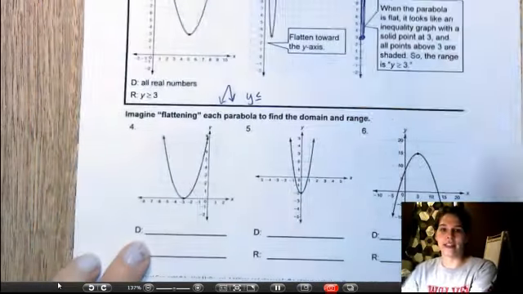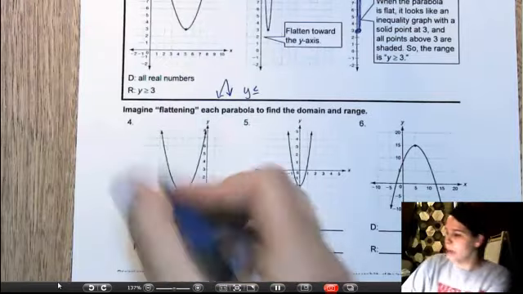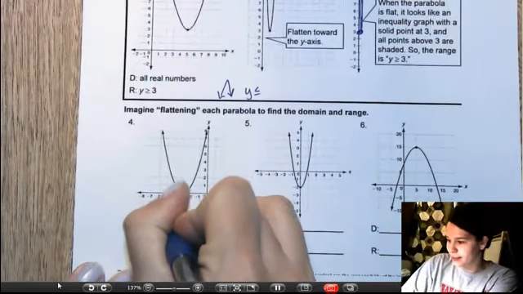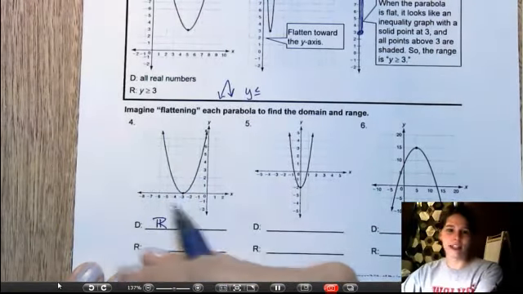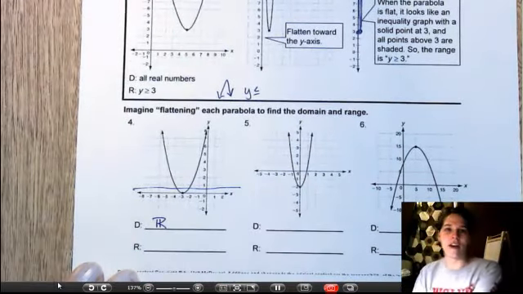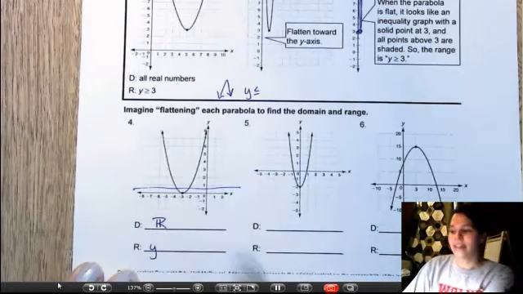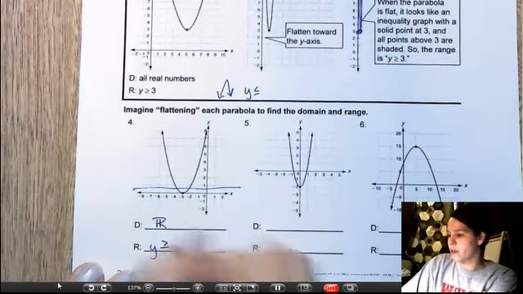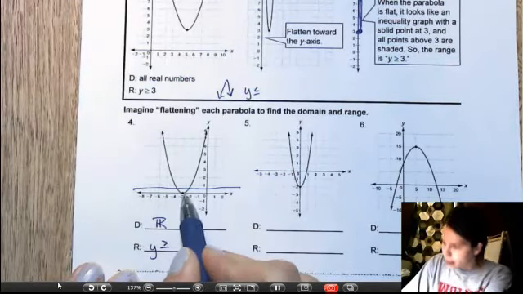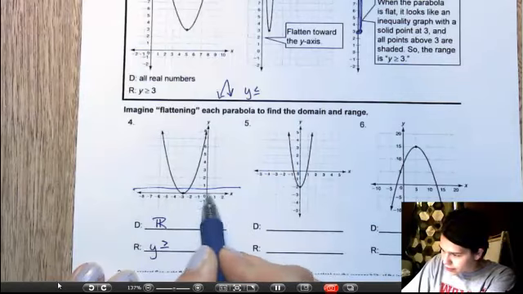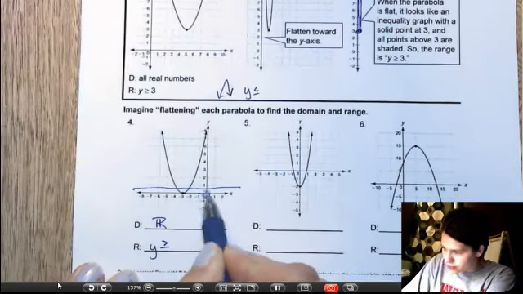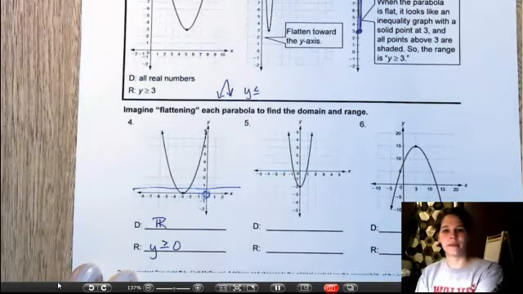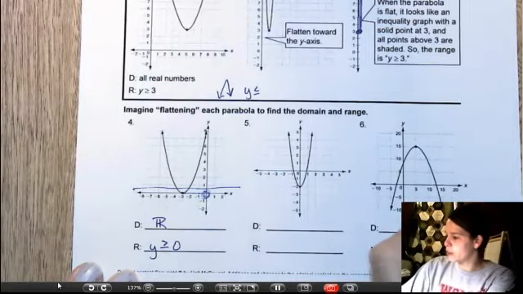So let's just do one of these down below. Domain. Oh, guess what? All real numbers. If I squished that down along your x-axis, it would hit all of them. Because remember, these things go on forever. My range, y, is it going to be greater than or less than? It opens up, it's going to be greater than or equal to. And my vertex down here, if I squished it over, 0. Okay, so hint over here, this is going to be y less than or equal to.